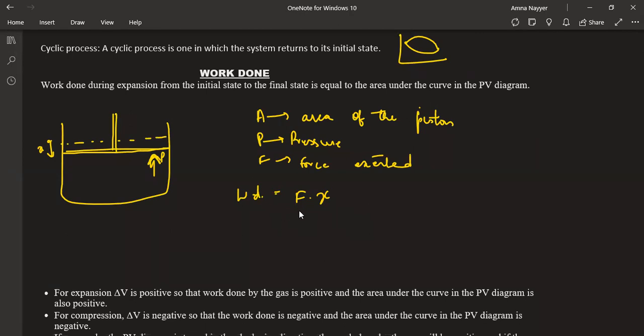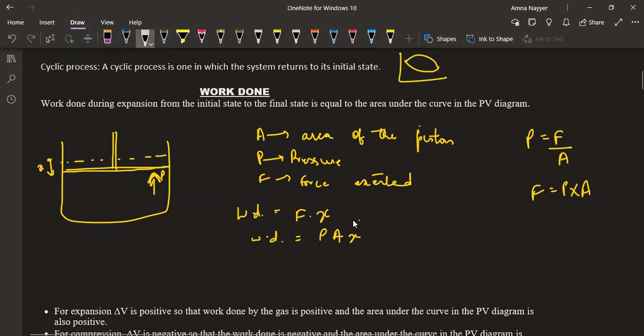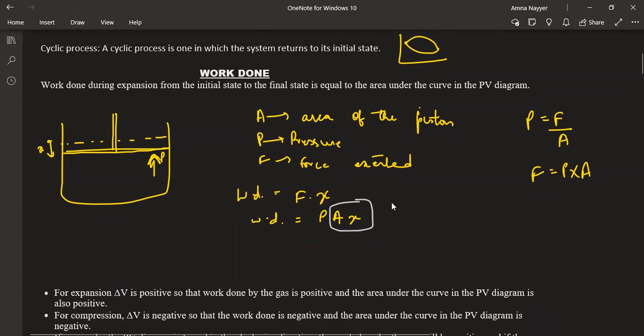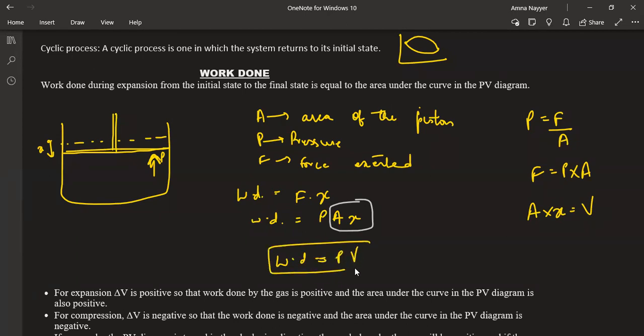Now look here, class. Pressure is written as force by area. So force can be written as pressure into area. So I'll write the force as pressure into area. Now see this. Area multiplied by thickness gives volume. So work done becomes P delta V. So this is just the derivation noted down.